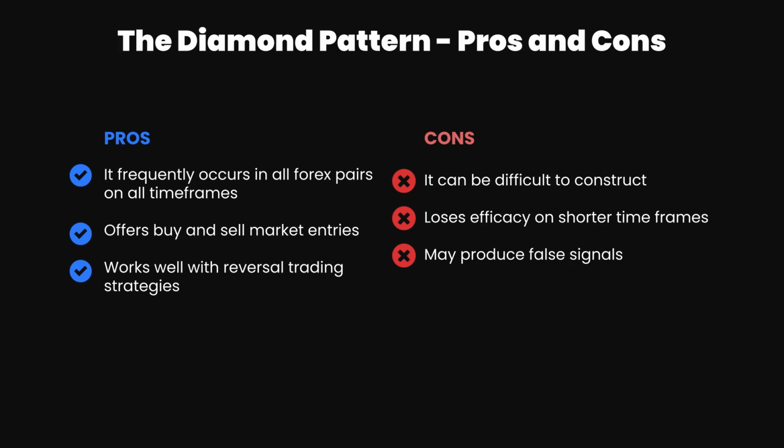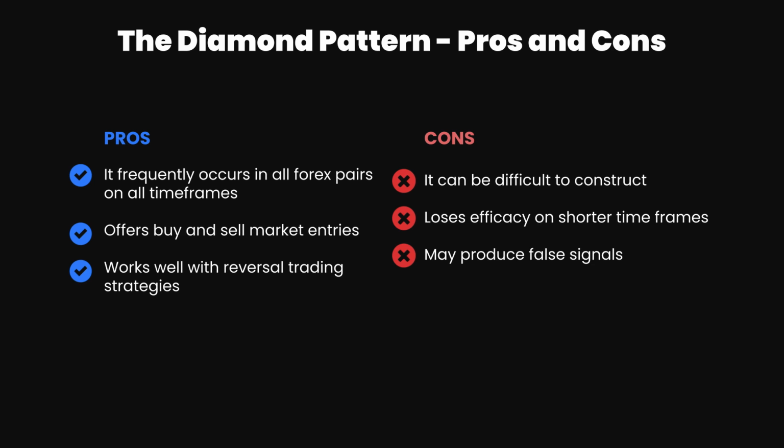Here are the key pros and cons for the diamond chart pattern. Under the pros side of the ledger, the pattern frequently occurs in all Forex pairs on all time frames. It offers buy and sell market entries, so if you're trading the diamond chart pattern, you can go long or short the market. Lastly, the pattern works well with reversal trading strategies, so you have an opportunity to get in early on a fresh trend on the pending reversal of an old trend.